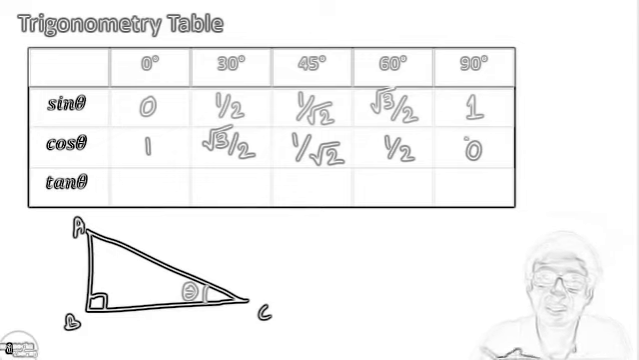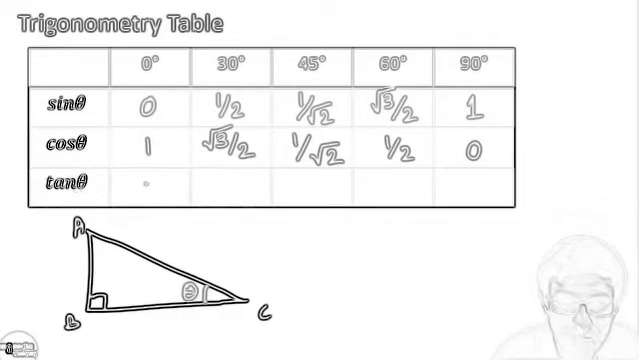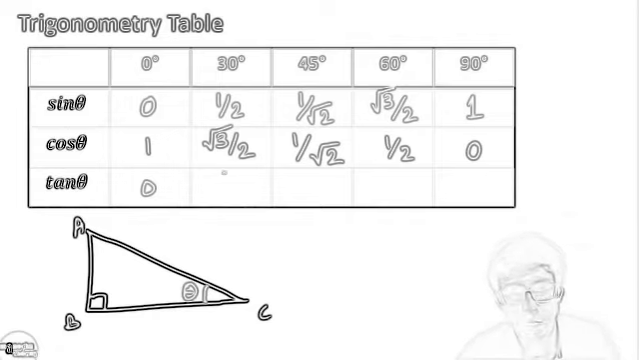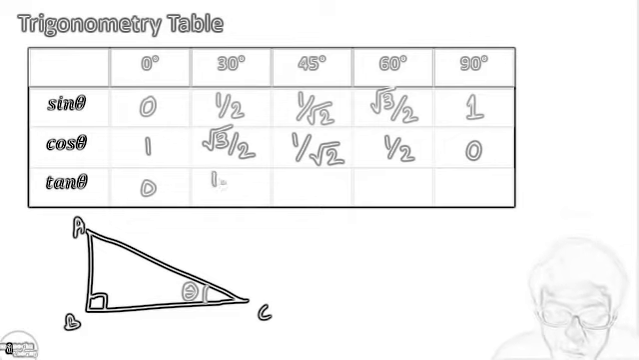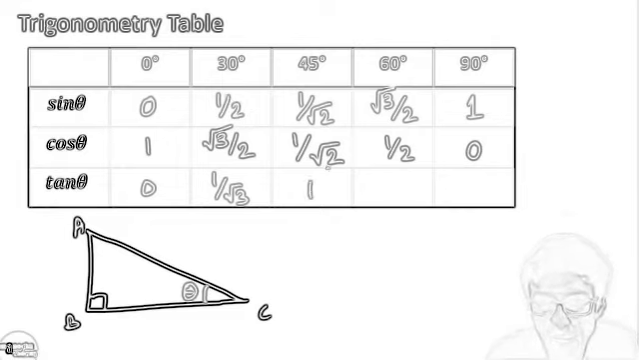Now tan theta: you can divide sine theta by cos theta. Remember, tan theta is sine theta by cos theta, but it's better to learn the values so that you don't have to think during your test. So tan 0 is going to be 0, 0 by 1. And what is tan of 30? If you do the division, you get 1 by root 3. Tan of 45 is 1 because they are equal, and tan of 60 is root 3, the reciprocal of tan 30.